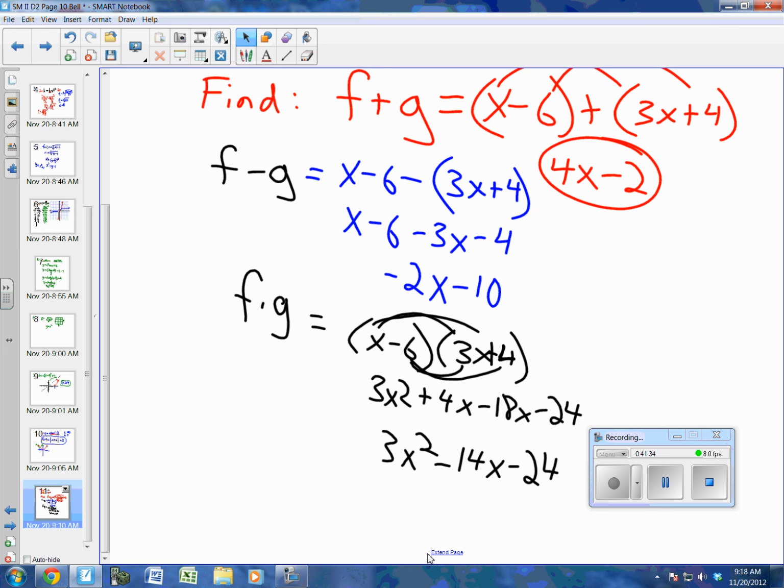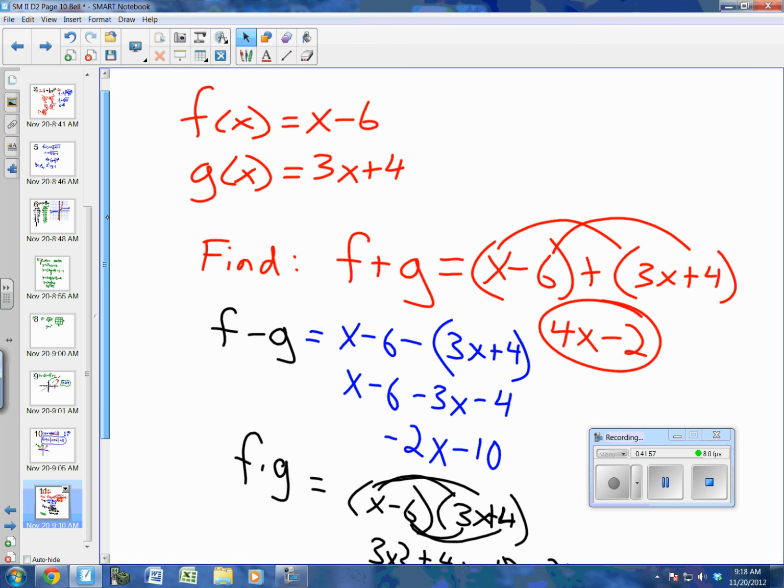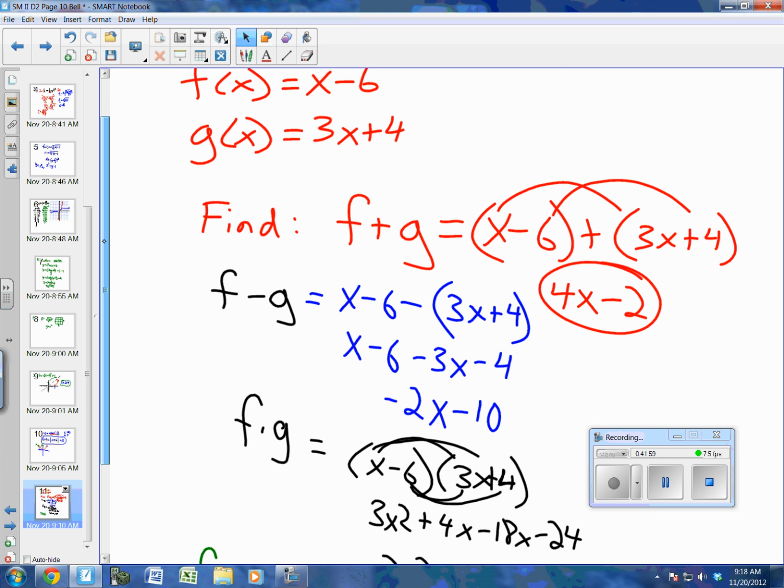All right. Now, I need you to find f composed of g of x. I'll go back up to show you which one's f and g. f was x minus 6, and g is 3x plus 4. So you're finding f composed of g of x.